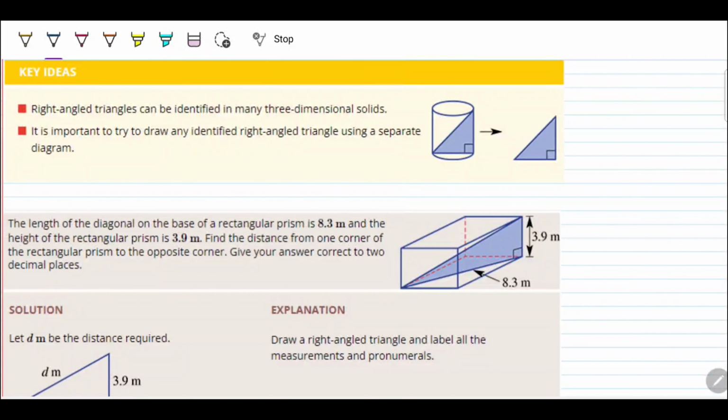So the key ideas: right angled triangles can be identified in many 3-dimensional solids. It is important to try and draw any identified right angle triangle using a separate diagram. So the picture on the right here, we've got a cylinder, or essentially a can-shaped object. Now you can actually see that there's a right angle triangle, which we can isolate to the right here.